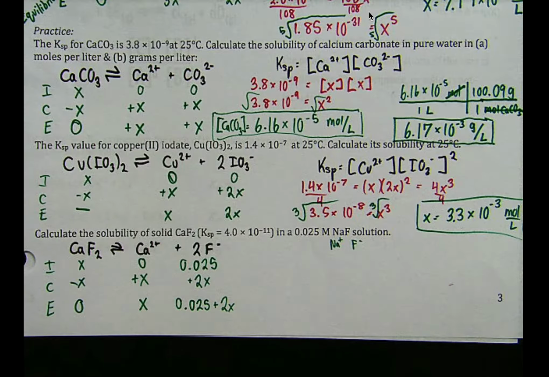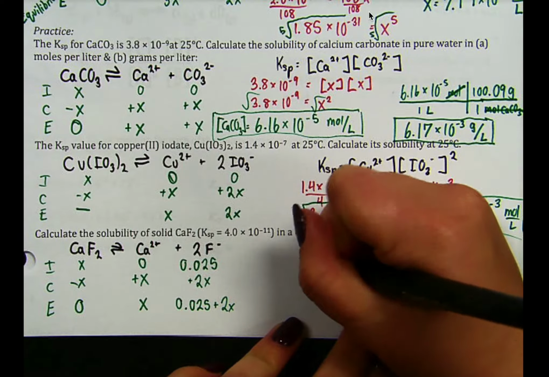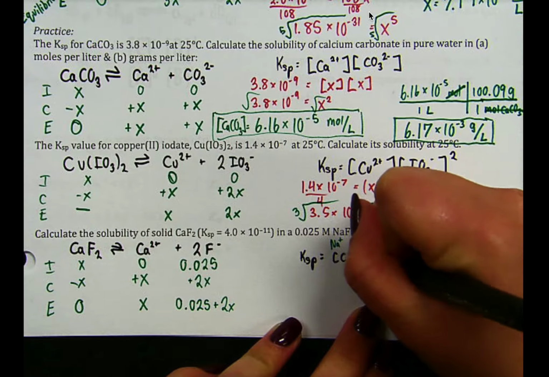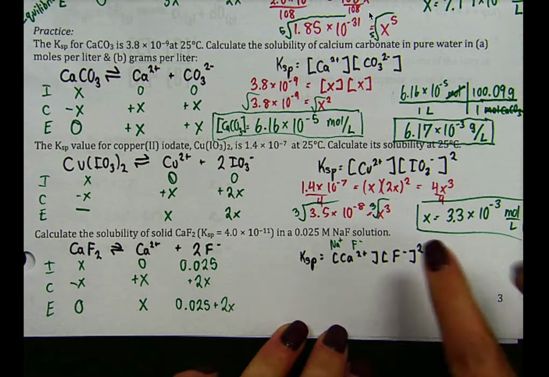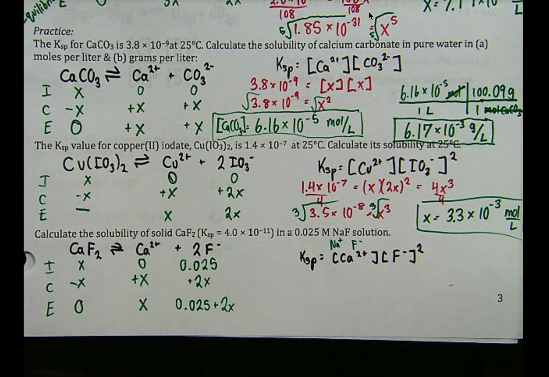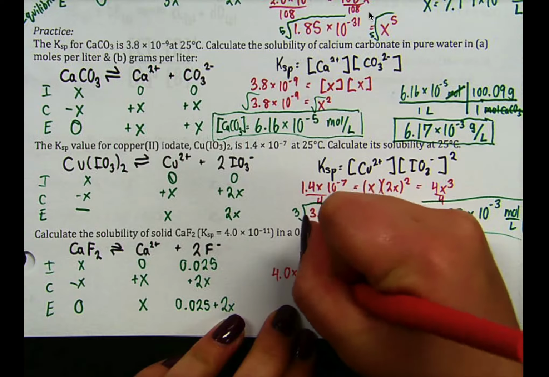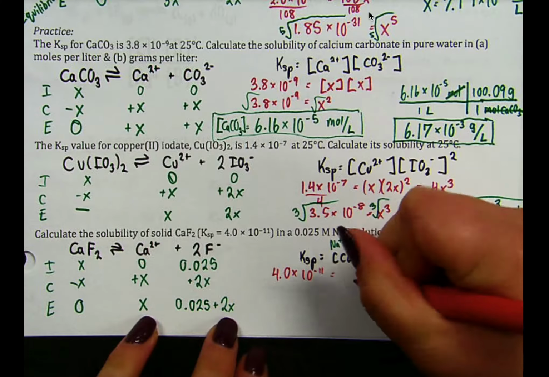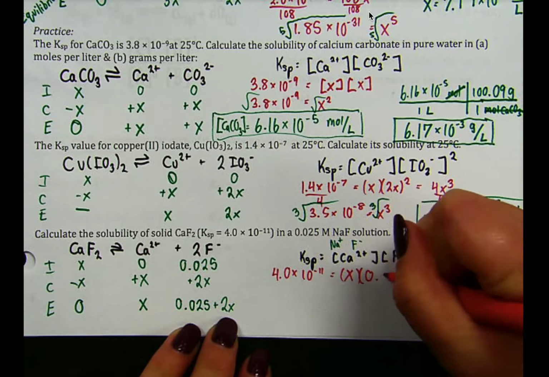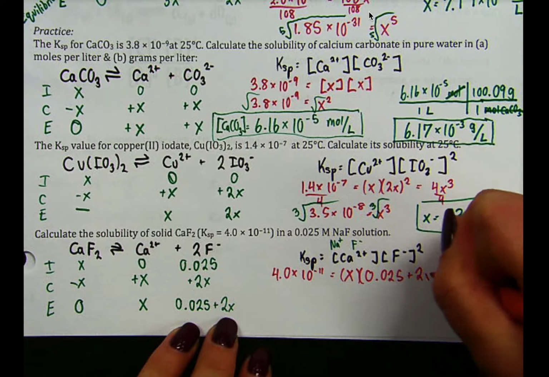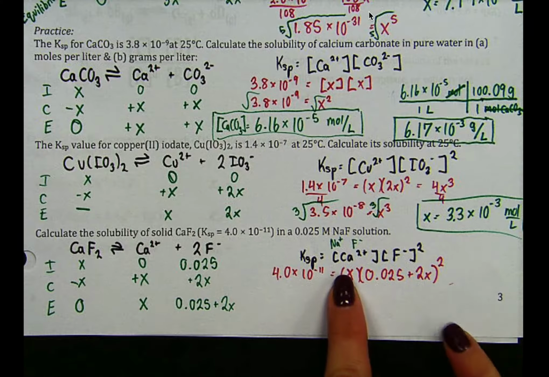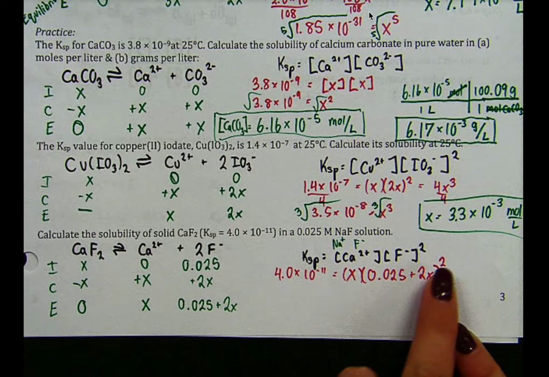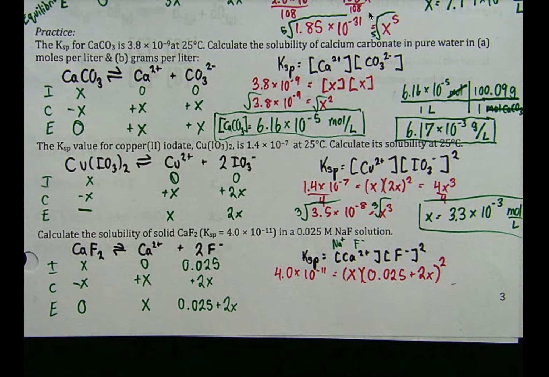So let's go ahead and write our Ksp expression. Our Ksp equals our concentration of calcium ions multiplied by our concentration of fluoride ions squared, from the 2 there. Plug in our values: 4.0 times 10 to the negative 11 equals x times (0.025 plus 2x) squared. So you can see how this math could get super tricky. We would end up with a quadratic, but we can simplify it.